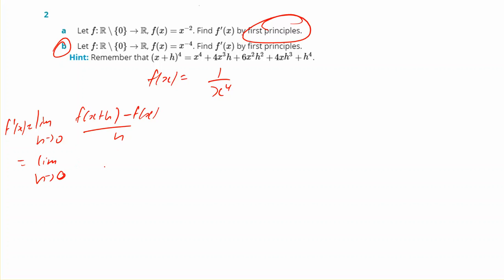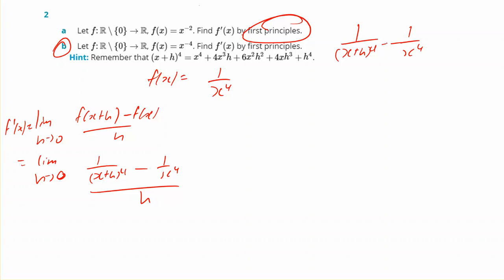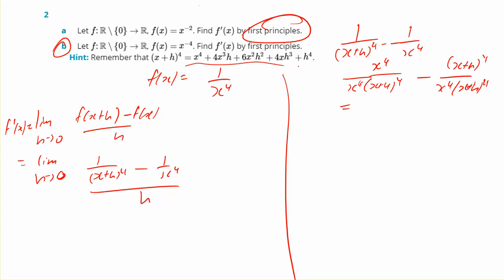Okay. All right. f(x+h) is 1 on x plus h to the power 4, minus 1 on x to the 4, over h. Again, you just combine the fractions at the top, the numerators together. So what you do is you multiply the numerators together. Then you go x to the 4, x plus h to the 4. Well, you're missing on top here x to the 4, and that's x plus h to the power 4. Now they've helped you out here by expanding x plus h to the 4.